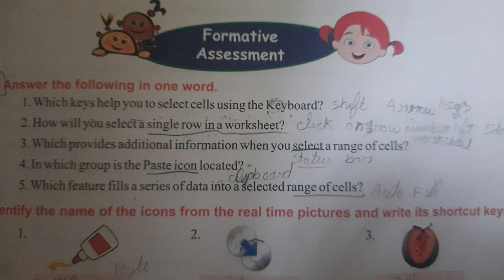Which provides additional information when you select a range of cells? The status bar. You can see the name box gives the address of the cell. The status bar gives the count, average and sum of the values in the selected rows. Okay, the answer for this question is status bar.